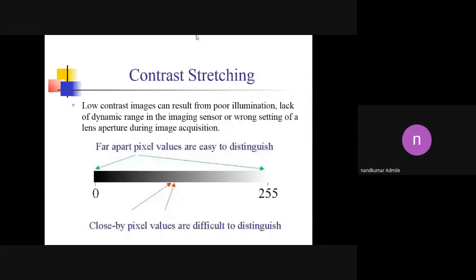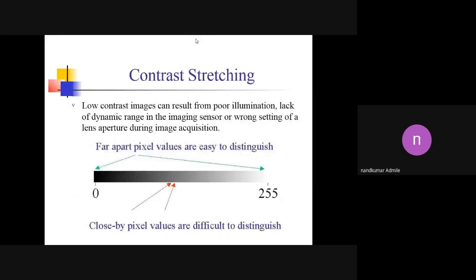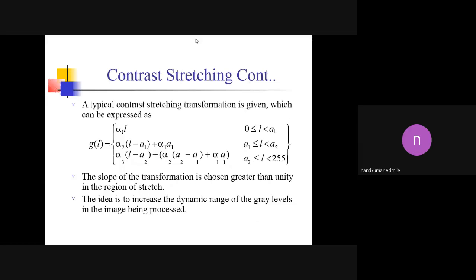At 0, there is a total dark color, and at 255, there is a total white color. If we move from 0 to 255, the intensity of color can be increased. In the reverse way, if we decrease the pixels from 255 to 0, then the intensity of the image can be decreased. So this is the concept of contrast stretching. Contrast stretching is nothing but increasing and decreasing the brightness in the image.